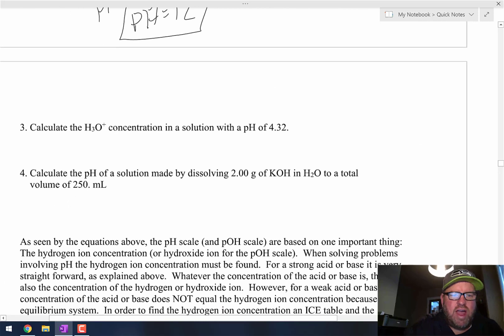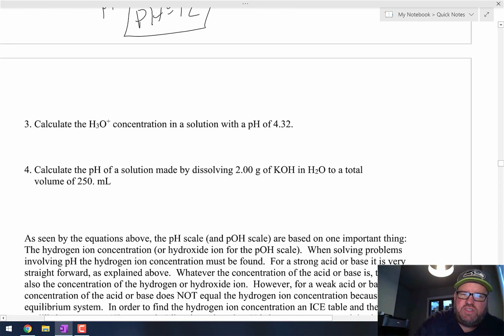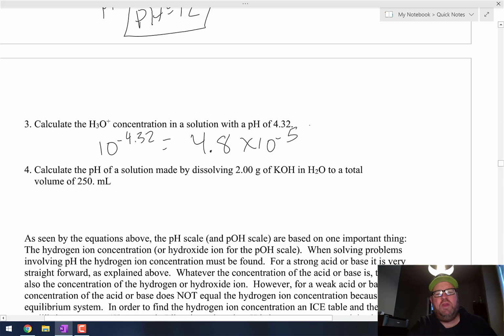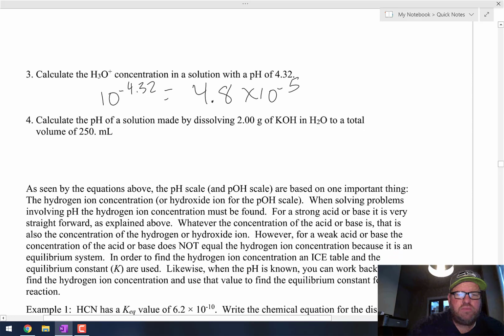So calculate the hydrogen ion concentration in a solution with a pH of 4.32. So that means we're going to take 10 to the negative 4.32. So 10 to the power of negative 4.32 equals, I'm going to have my calculator put it into scientific notation for me because I'm lazy. 4.8 times 10 to the minus 5th would be the hydrogen ion concentration.